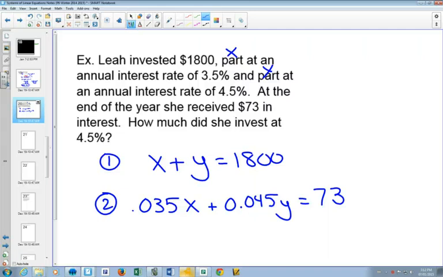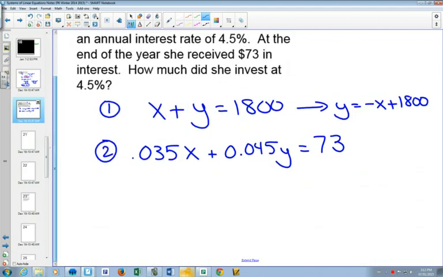Which equation is it easier to get a variable by itself? First one. Which one do you want to get, y by itself or x by itself? Y? So if I subtract x on both sides, it's kind of nice to get y by itself because then it's in y equals mx plus b form. You know about the y-intercept and the slope of -1. And y equals mx plus b form is very nice. It's our friend.